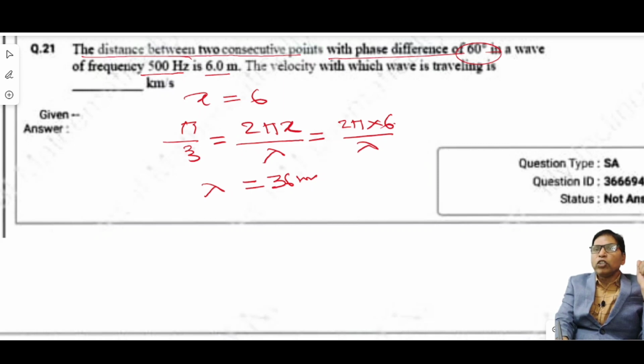Now, the velocity of the wave is the frequency into lambda. So f lambda is the answer. Now, this is 500 and this is 36. So the velocity is 18,000 meter per second, that is 18 kilometer per second.